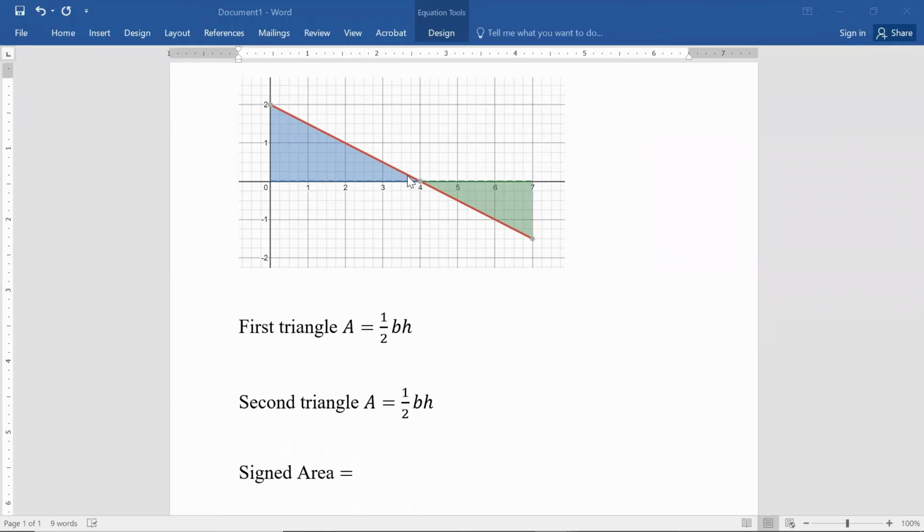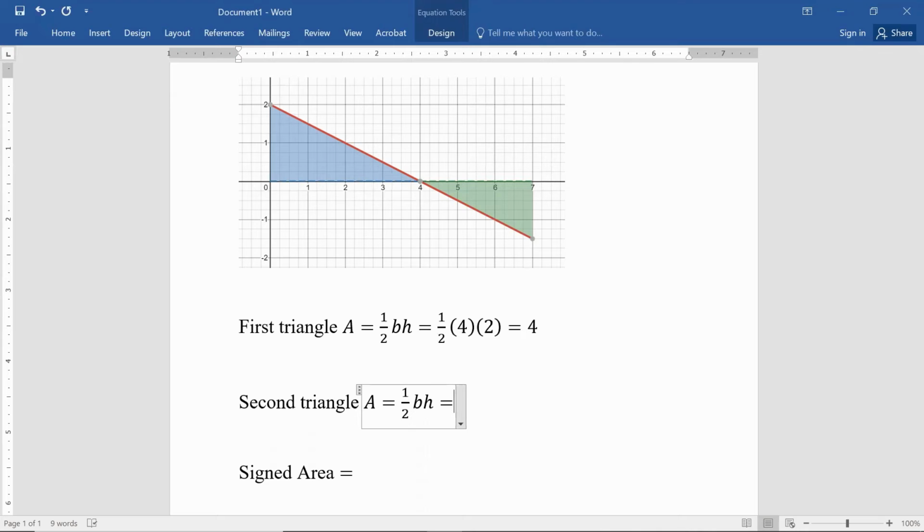If I take a look at this left triangle, the one that's shaded in blue, the area of the left triangle is 1/2 base times height, since it's a right triangle, and the x values go from 0 to 4. That means the base is 4. And the height goes from 0 to 2. The height is 2. The first triangle, therefore, has an area of 4.